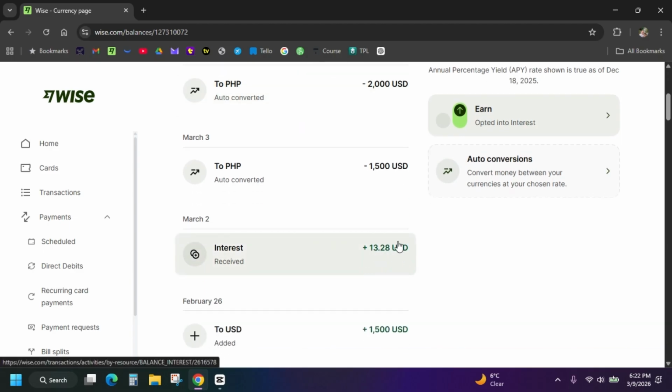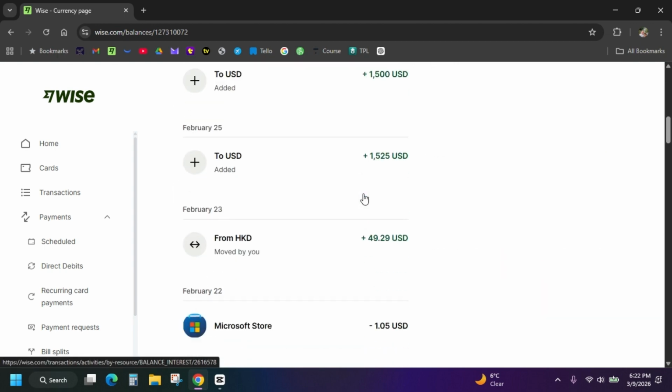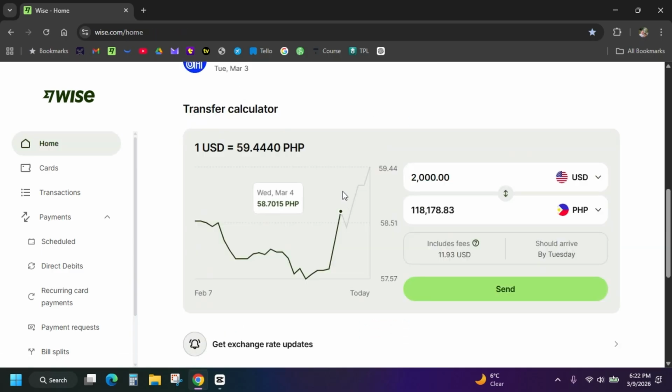$13.28 USD. Now, I've done some converting recently because the peso has been so low. So, as you can see, it is going ballistic over the last week or so since the Iran war bombings or whatever started. That Monday, the peso just took off, or basically the U.S. dollar got stronger, so the peso got weaker, and it's giving you a better rate.